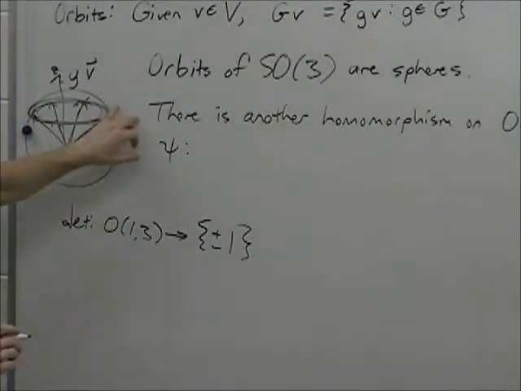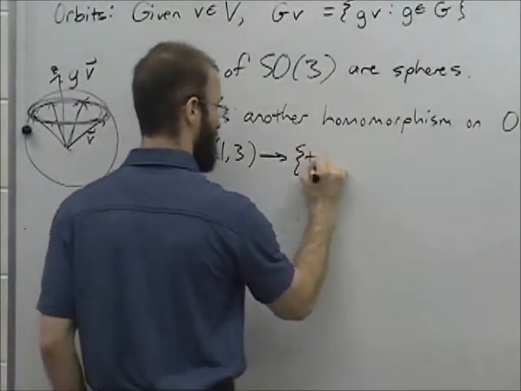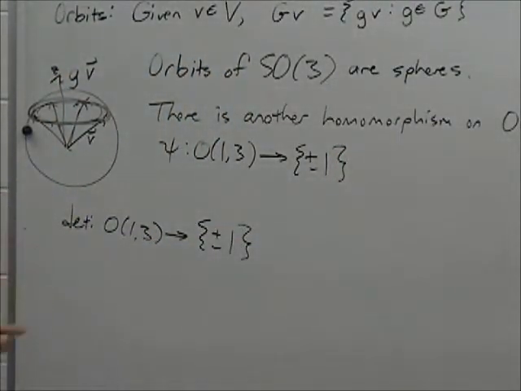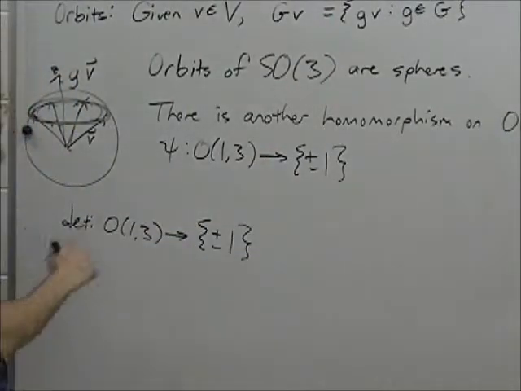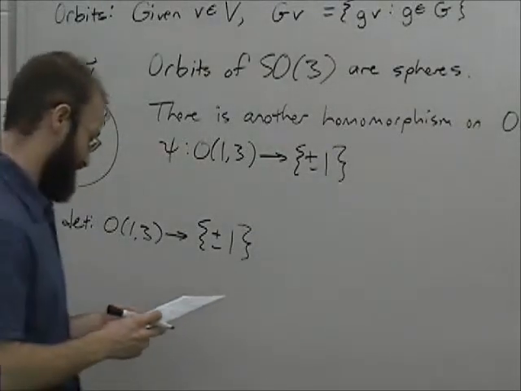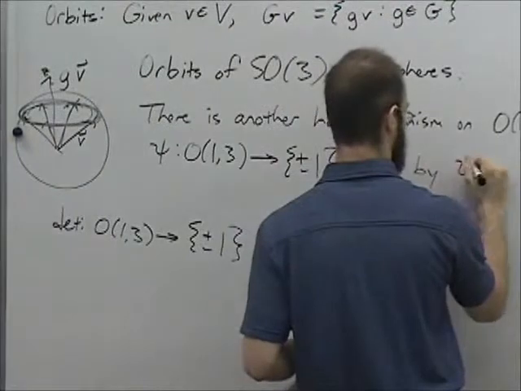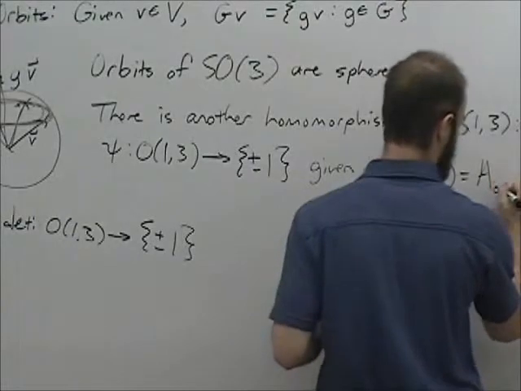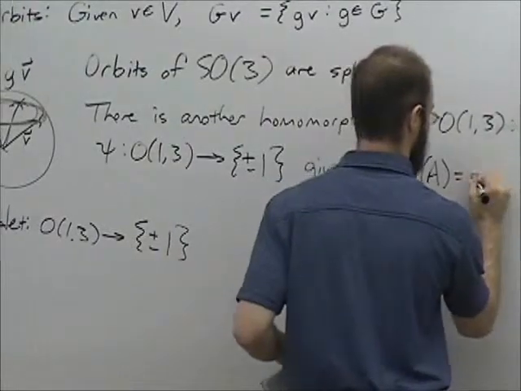Okay, there's another homomorphism psi from O(1,3) to the group {+1, -1}. This, by the way, plus or minus 1 is a group under multiplication, so we're going to treat it as such. It's isomorphic to Z2, the integers mod 2. This one is going to be given by psi of A equals, I'm going to write it like this, the sign of A00. I want the sign.